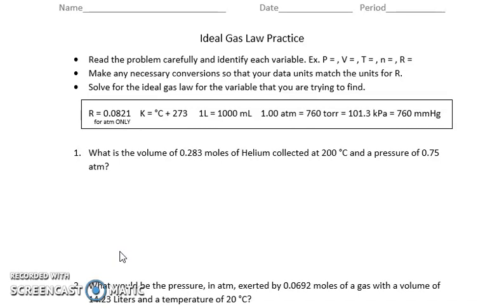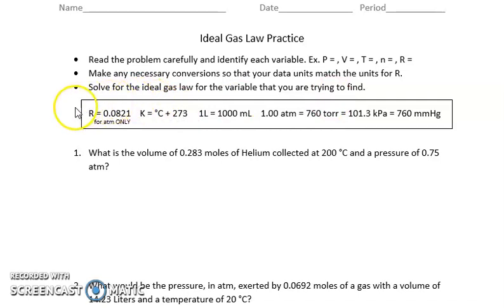So if you look at the top here, there's a couple instructions. First, we need to read the problems carefully and identify each of the variables. Then we're going to make any necessary conversions so that way our data units match the units for R. And then we're going to solve the ideal gas law for the variable that we're trying to find.